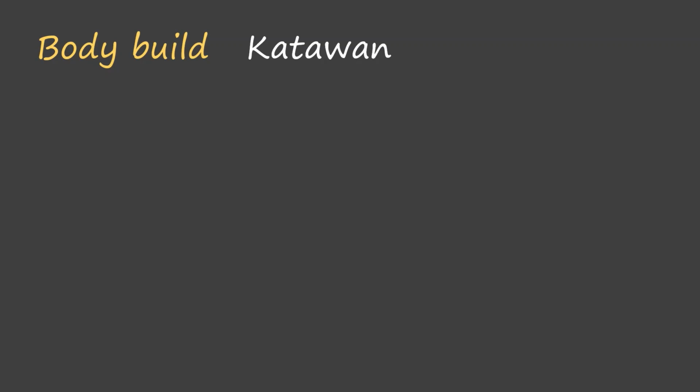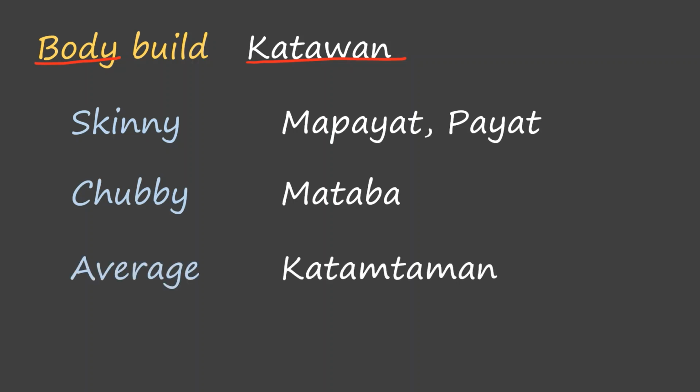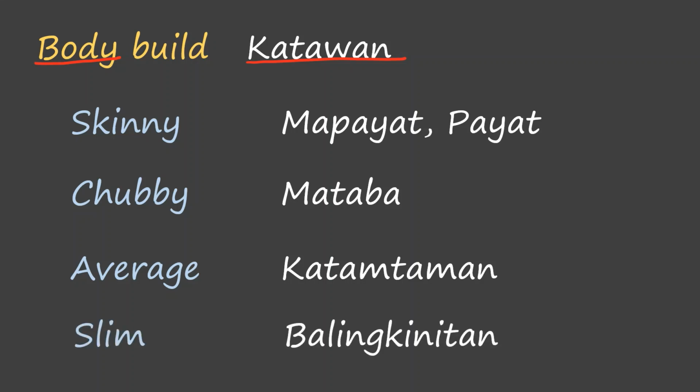The adjectives we use describe a person based on body build or katawan. Body is katawan. In Filipino, we don't actually say body build, we only say katawan. And someone who is skinny or thin is mapayat or simply payat. Chubby or fat, mataba. Average, katamtaman. And slim or slender, balingkinitan.